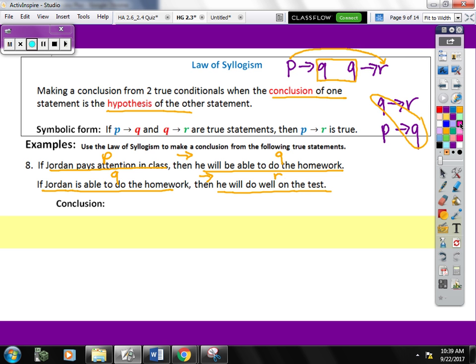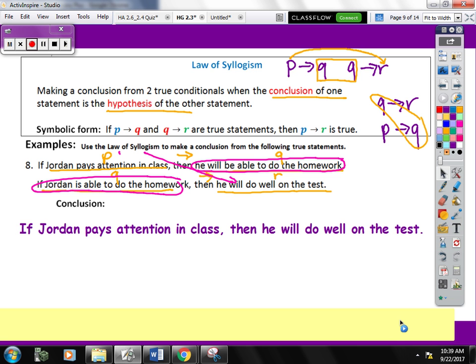Again, because the conclusion of this one is the hypothesis of this one, we can use the law of syllogism to link the P statement directly to the R statement. So we would say if Jordan pays attention in class, then he will do well on the test. Basically taking out the middleman, taking out that Q statement, so that you don't have to write two statements. If Jordan pays attention in class, then he will do well on the test.